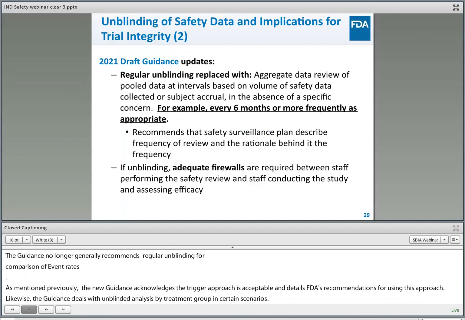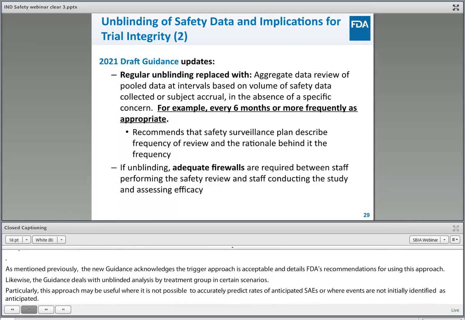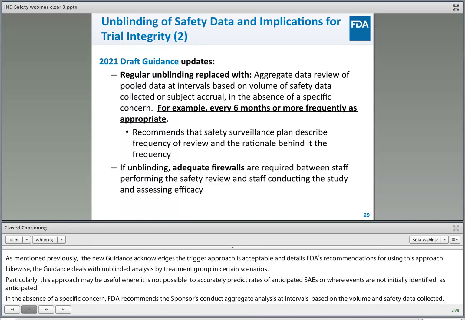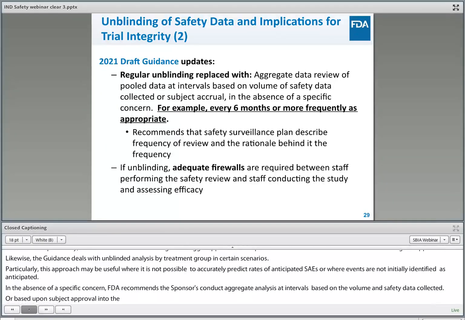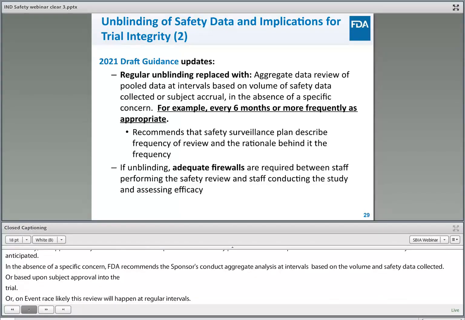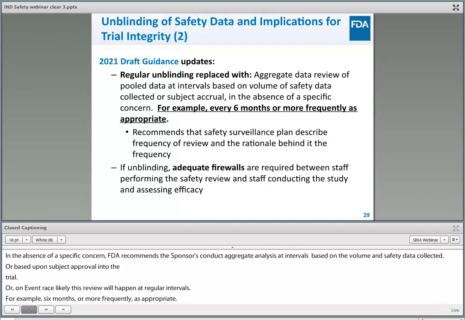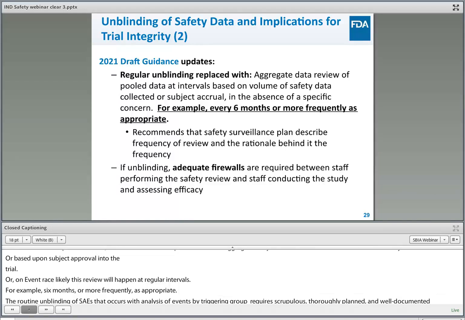In the absence of a specific concern, FDA recommends that sponsors conduct aggregate analysis at intervals based on the volume of safety data collected, or based upon subject accrual into the trial, or on event rates. It is likely that this review will happen at regular intervals, for example, 6 months, or more frequently as appropriate. The routine unblinding of SAEs that occurs with analysis of all events by treatment group requires scrupulous, thoroughly planned, and well-documented efforts to protect data integrity, assuring that the entity carrying out the review is completely firewalled from the staff conducting the trial and assessing efficacy.